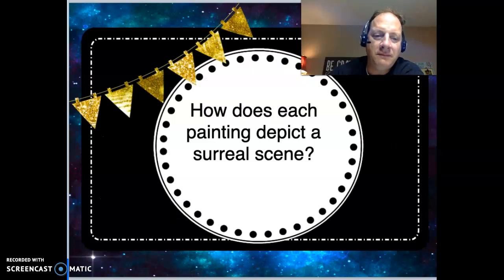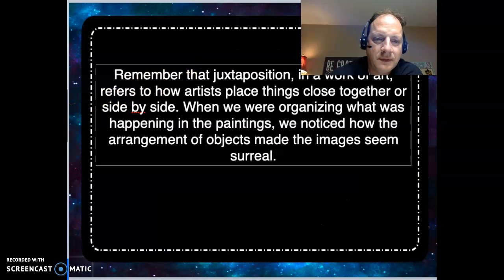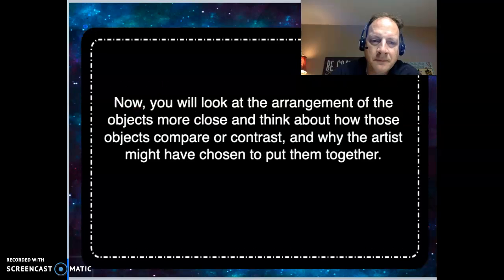So how does this painting depict a surreal scene? Now remember, juxtaposition in a work of art refers to how artists paint things close together or side by side. When we were organizing what was happening in the painting, we noticed how the arrangements of the objects made the image seem surreal. Now you will look at the arrangement of the objects more closely and think about how those objects compare or contrast and why the artist might have chosen to put them together.